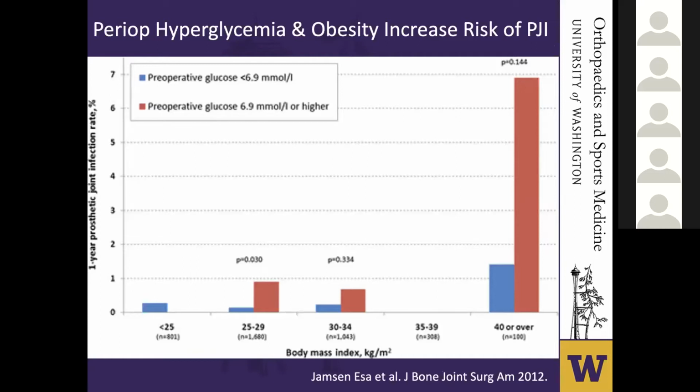Forgive the European units here, but I thought this was an interesting study that looked at the combination of perioperative hyperglycemia and obesity. And they stratified this based on body mass index, and found that if patients were morbidly obese and had an elevated preoperative blood glucose, then they were at a 7-fold risk for prosthetic joint infection over the course of 1 year. And I thought that was pretty scary.